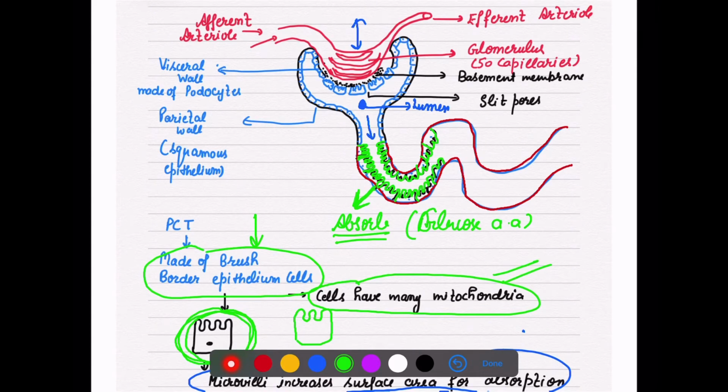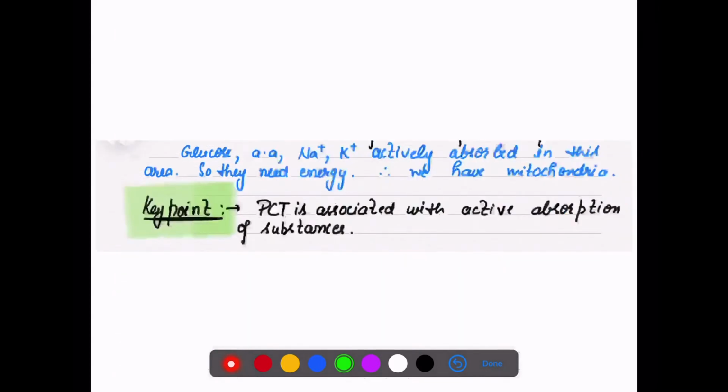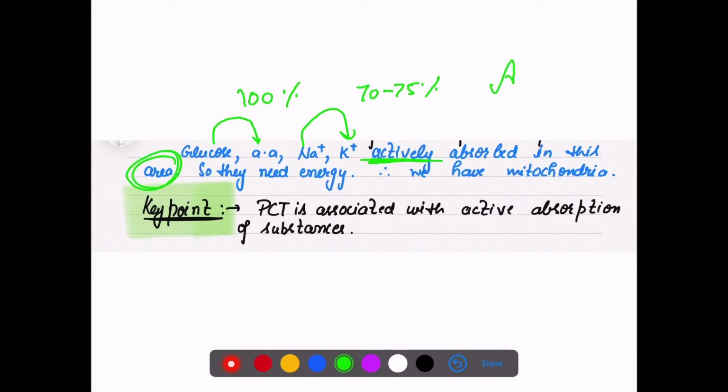They have mitochondria. Why do they need mitochondria? Actually, glucose and amino acids are 100% absorbed by the PCT. Sodium and potassium ions, 70 to 75%, are reabsorbed. They are actively absorbed in this PCT area. When we use the word actively, it means we need energy.